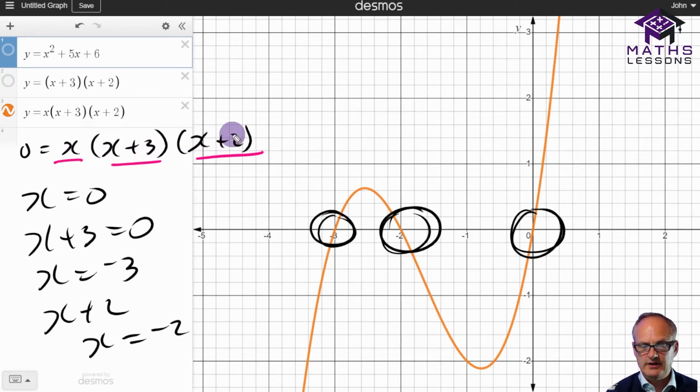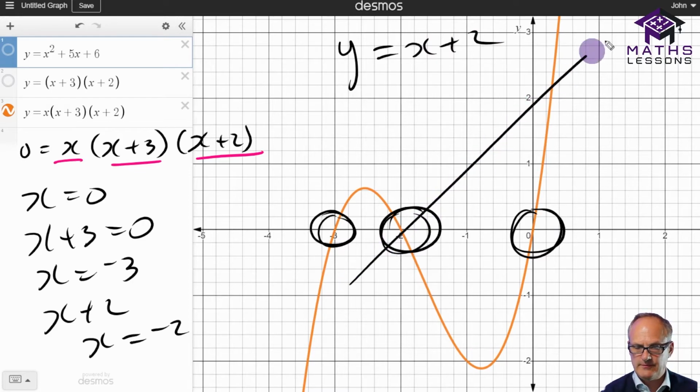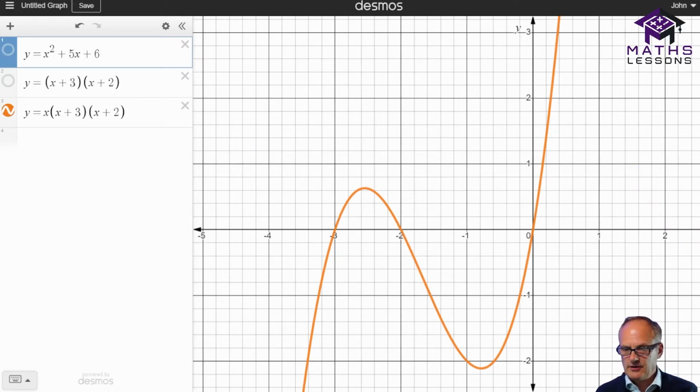The reason why they're called linear factors is that if you were to draw y equals one of them, say y equals x plus 2, you get a straight line. It goes through there and through the y value at 2. All of these are going to be straight lines. Let's get rid of all of that and go back to our question.